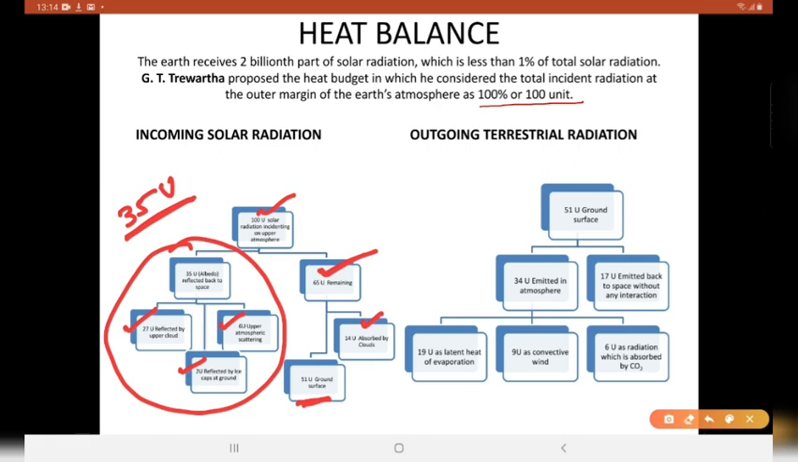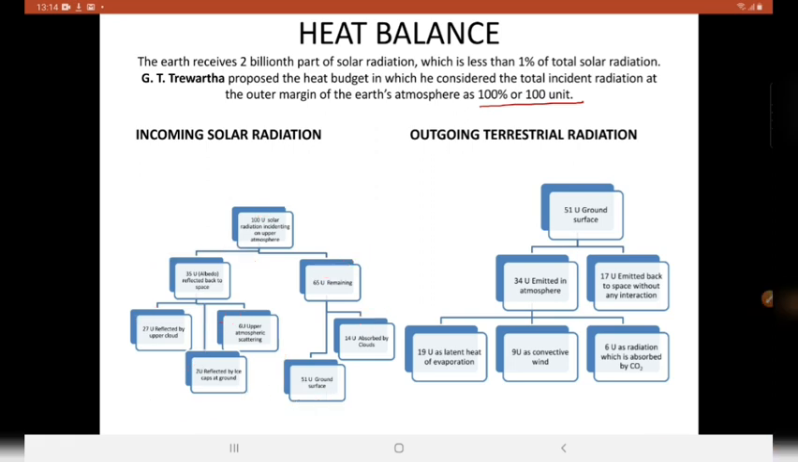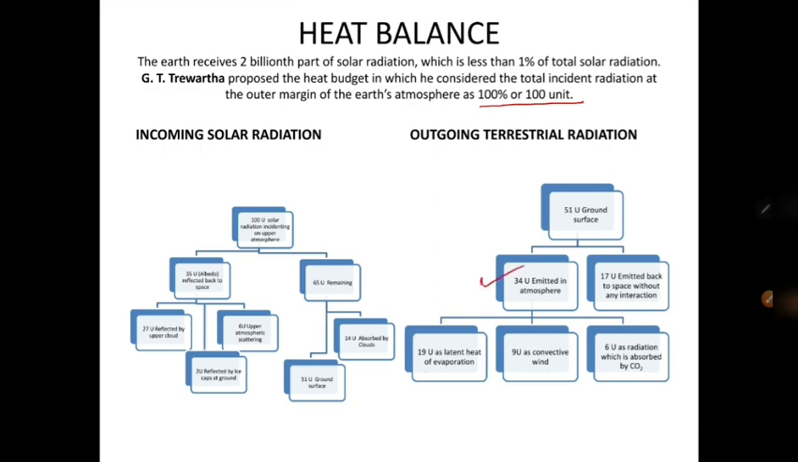Now, outgoing terrestrial radiation. Our Earth's surface receives 51 unit of solar radiation. Out of this 51 unit, 17 unit is emitted back to space without any interaction, and the remaining 34 unit is emitted in the atmosphere. From this 34 unit, 19 unit is emitted as latent heat of evaporation, 9 unit as convective wind, and 6 unit as radiation, which is later absorbed by carbon dioxide, which causes global warming.